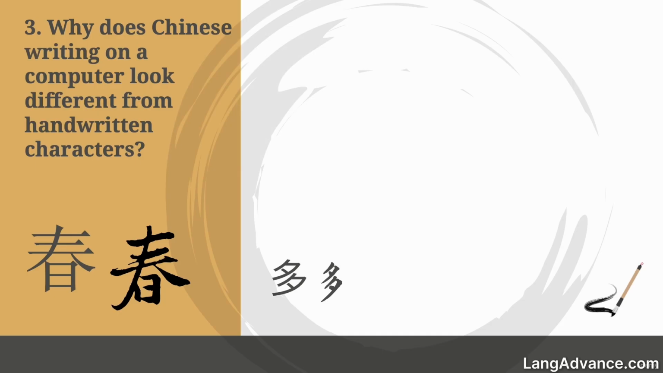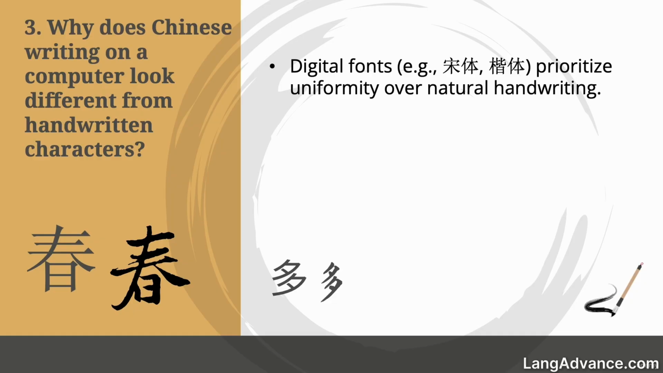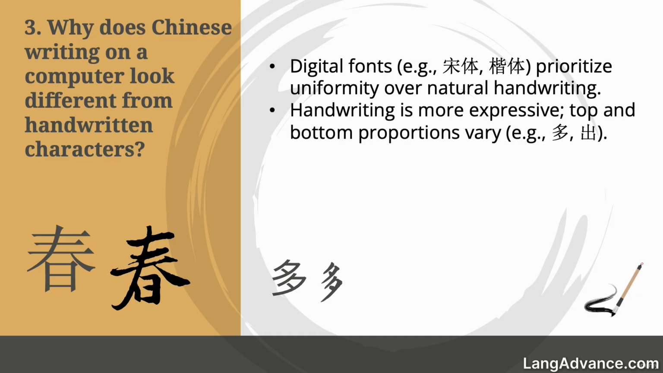Why does Chinese writing on a computer look different from handwritten characters? Well, Chinese writing on a computer or phone uses specific fonts that prioritize readability and uniformity, such as the simplified Song or the Kaiti. These fonts don't necessarily capture the beauty and the structure of handwritten characters. For example, characters like duo and chu look more uniform in the computer-generated fonts, making it very difficult to see the visual differences between the top and the bottom parts.